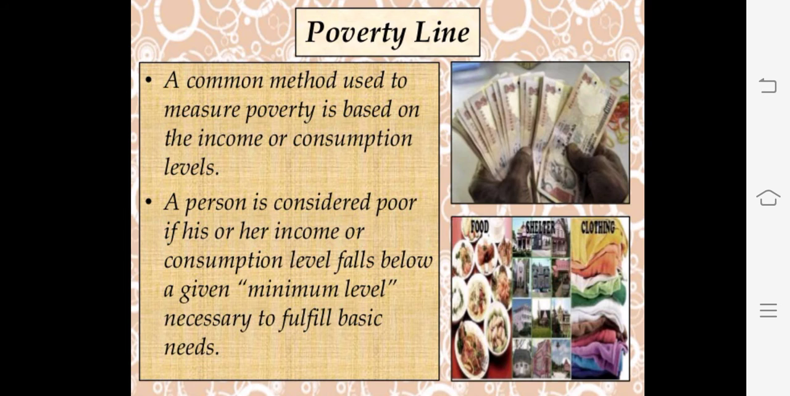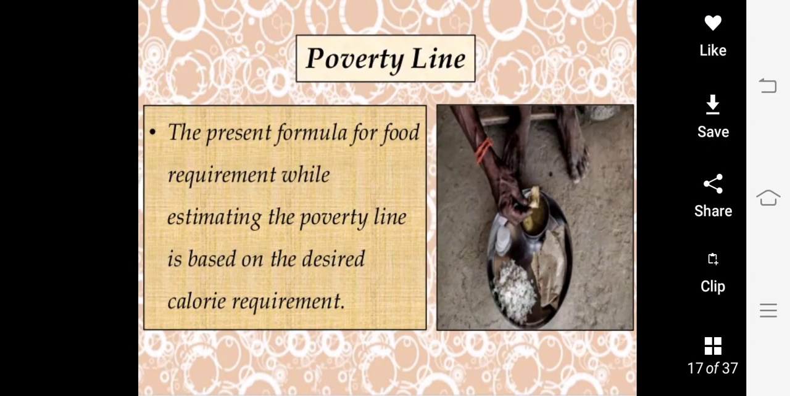A person is considered poor if his or her income or consumption level falls below a given minimum level necessary to fulfill basic needs. There is a minimum level that you need so that you can fulfill your basic needs. If you fall below that minimum level, then you are considered to be poor. So here is the poverty line.